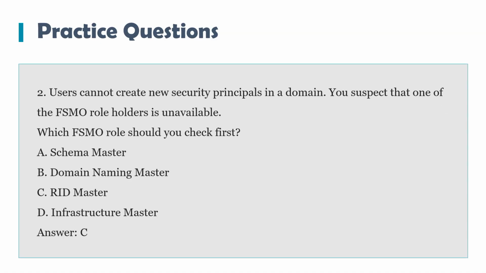2. Users cannot create new security principals in a domain. You suspect that one of the FSMO role holders is unavailable. Which FSMO role should you check first? A. Schema Master. B. Domain Naming Master. C. RID Master. D. Infrastructure Master. Answer: C.